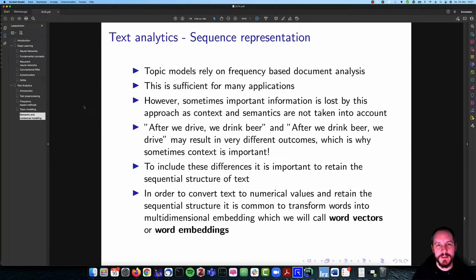Welcome back. In this video we are going to talk about word embeddings, and specifically we'll talk about the GloVe model tool, which helps us to generate meaningful word embeddings.